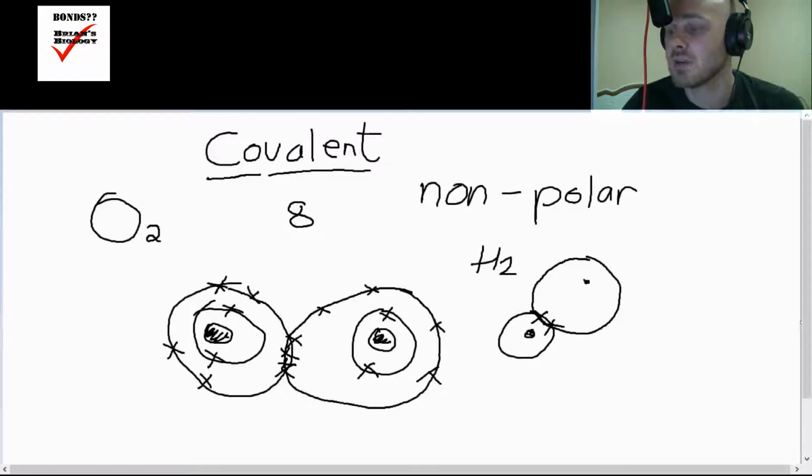How do we know it's non-polar? Well, these two atoms are of equal size. Okay, so let's look at a polar covalent bond next.